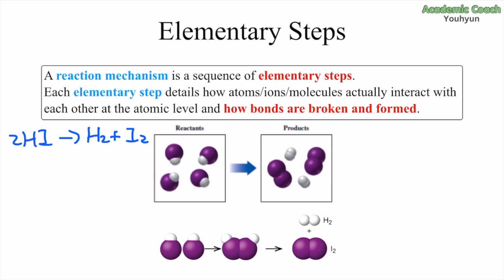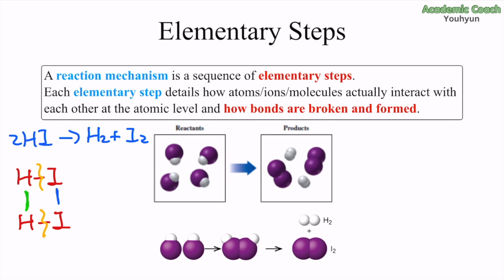If you take a look at their atomic structure, their molecular structure, then you will see that first off, we need to break the bond of two hydrogen-iodine bonds. We need to break these bonds and we need to form a new bond between two iodine atoms. And then we also need to form a new bond between two hydrogen atoms. So you need to break 2 bonds and form 2 new bonds. It's not very likely that all of these 4 actions happen at the same time. So here we introduce elementary steps.